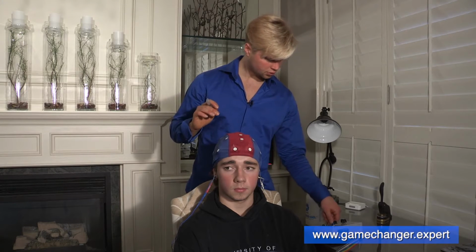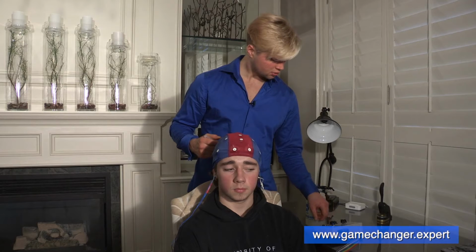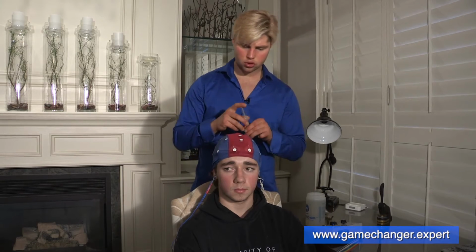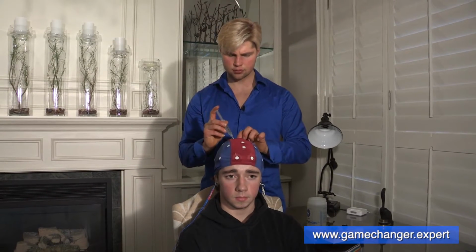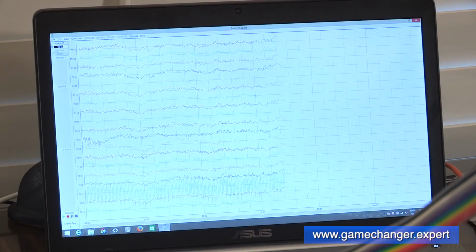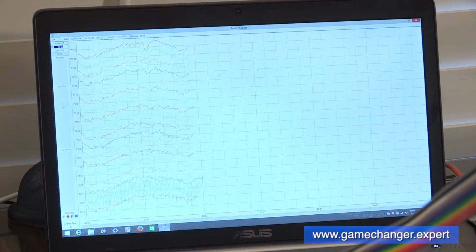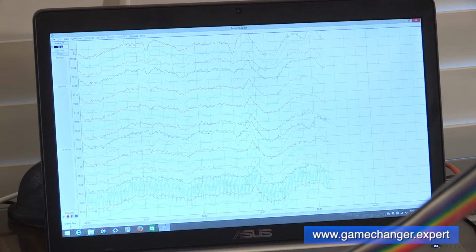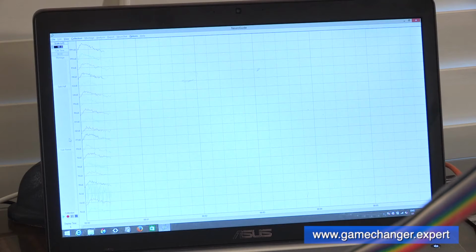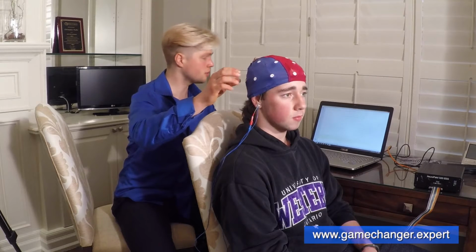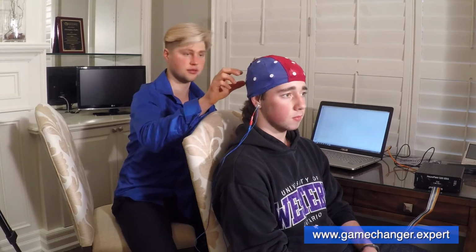Alrighty. So we have good connection in all the sites here. We're ready to start with the brain recording session. With the QEEG cap on Connor's head, what we're seeing here is the energetic output of each region in Connor's brain. This corresponds to each region here, measuring the activity of each specific region of the brain.